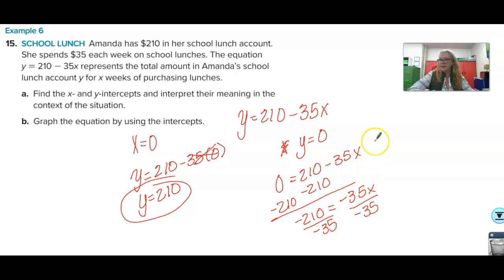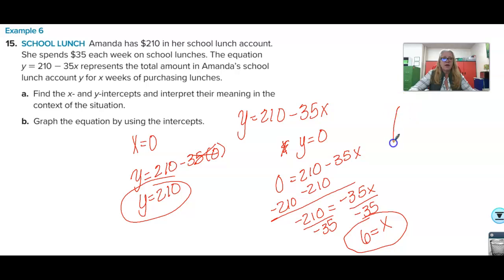I should probably be able to do this in my head, but every time I do math in my head, I make a mistake. I'm sure there's a 7 in there somewhere. I'll just do it on the calculator to be safe because it's late and I don't want to have to re-videotape this. 6. Didn't see that coming. Good thing I used the calculator. All right, negative divided by negative is positive, and we get x is 6. So after 6 weeks, she'll be out of money.